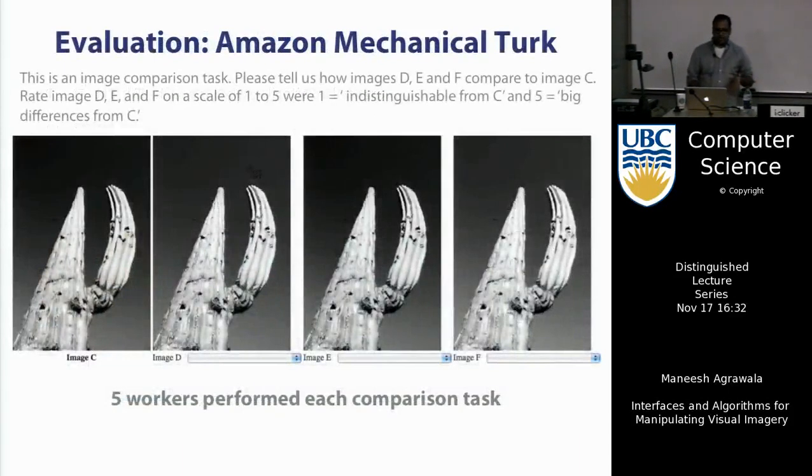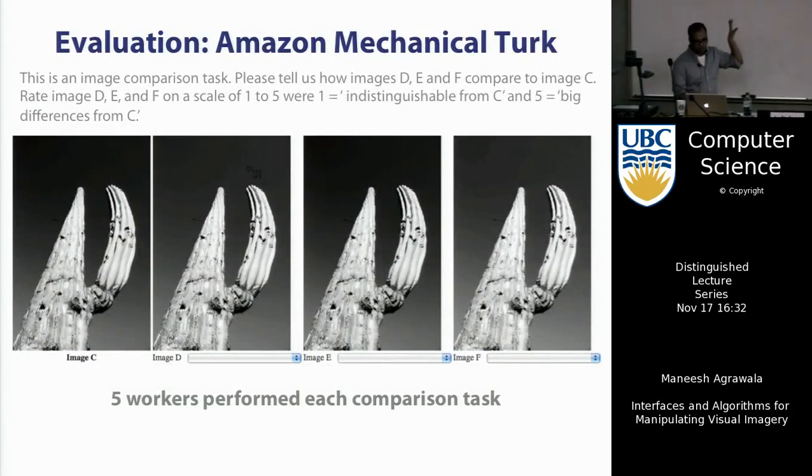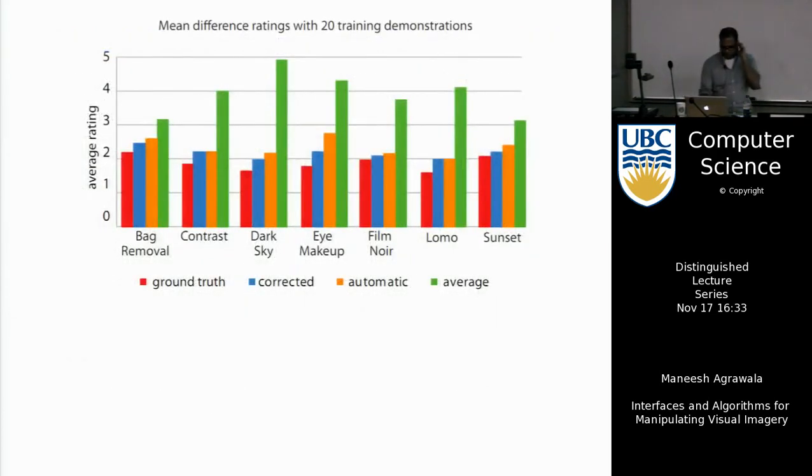We put these on Mechanical Turk, so we put up a set of 4 images, one of each of those categories, and asked people to rate. So we always put the ground truth in this position, and asked people to rate how close each of these other images was to the ground truth. Okay? And numbers closer to 1 indicate less difference. All right, here are the results.